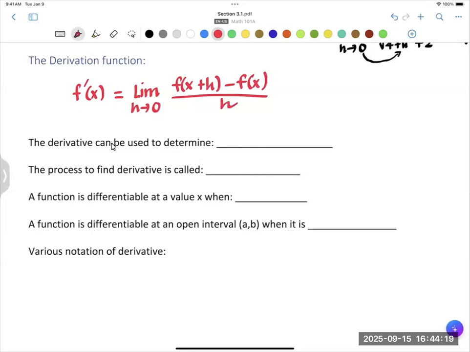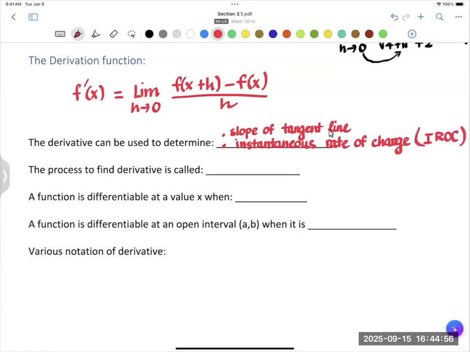And what can the derivative function be used for? The derivative can be used to determine the slope of the tangent line, and it can also be used to determine the instantaneous rate of change, often known as IROC.